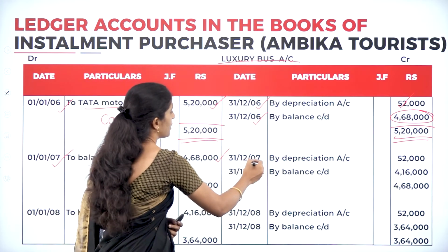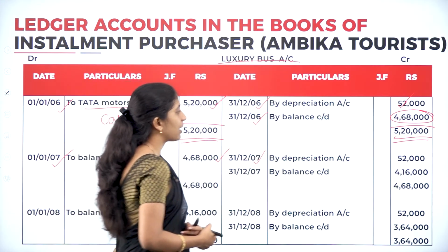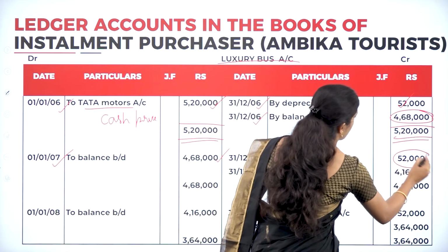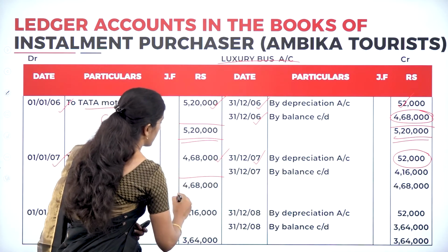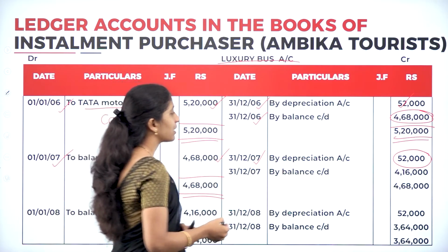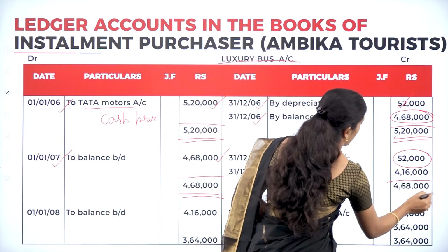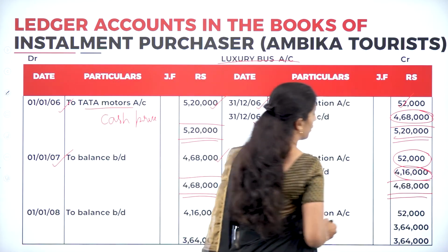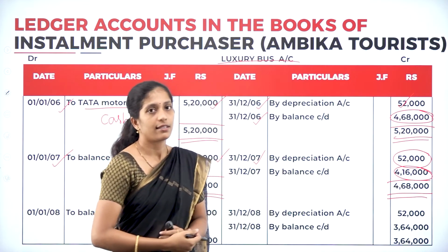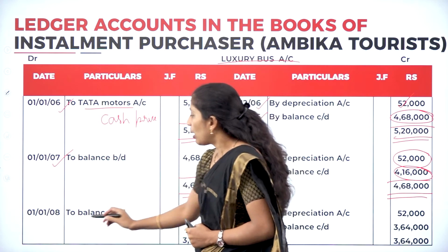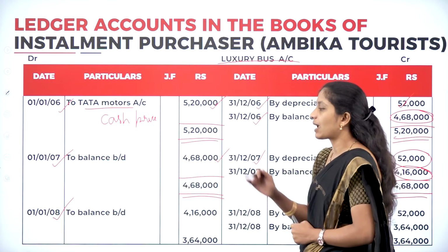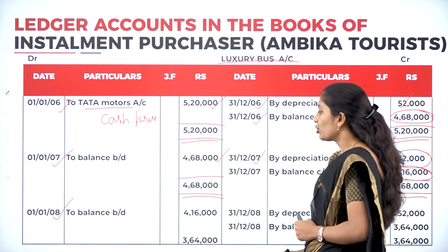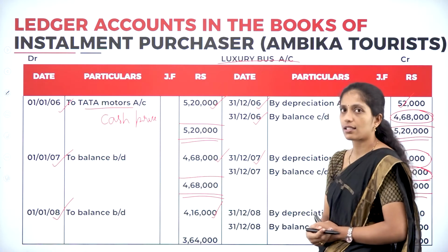So 31/12/07, by depreciation account. As I told, depreciation remains the same, 52,000. Now balance both the sides. In the debit side it is 4,68,000, whereas in the credit side you'll get a balancing figure of 4,16,000, which has to be carried down. Next year, on 1/1/08, whatever amount you have carried down in the previous year, the same amount has to be brought down. To balance brought down 4,16,000.